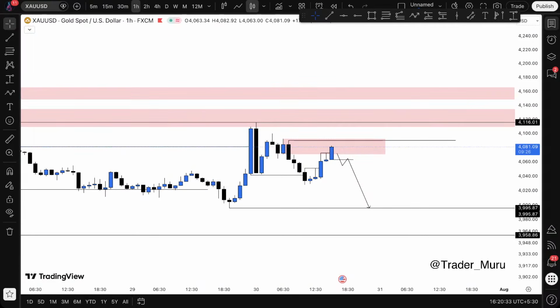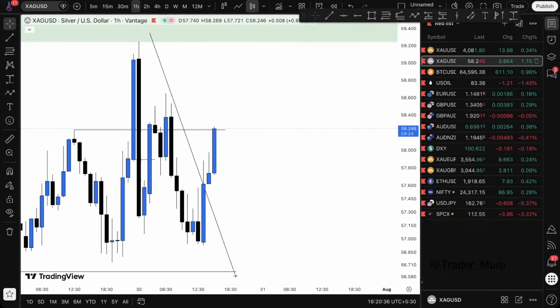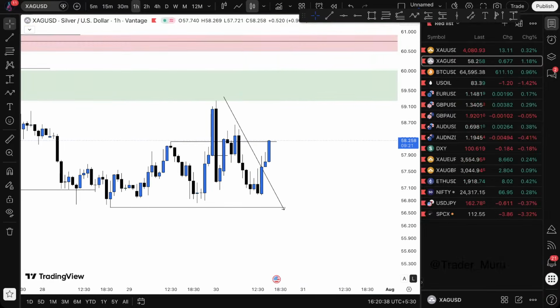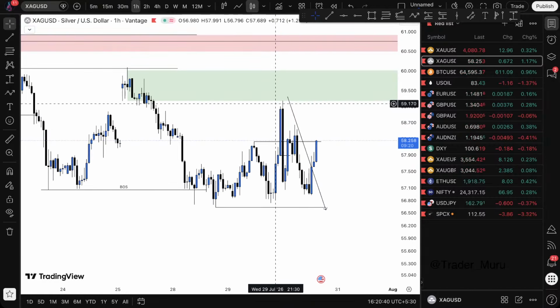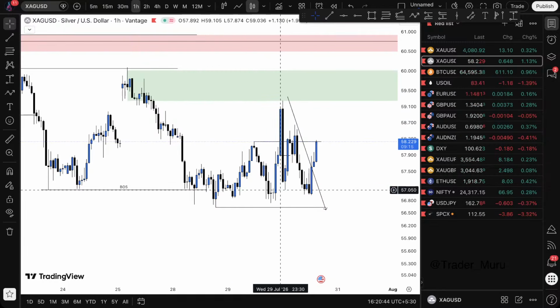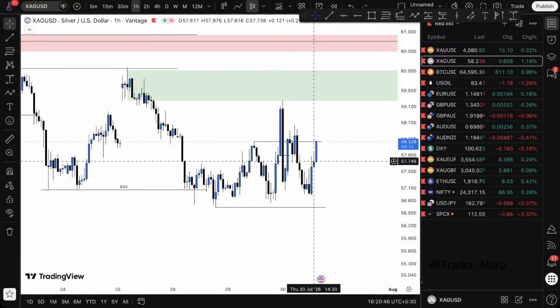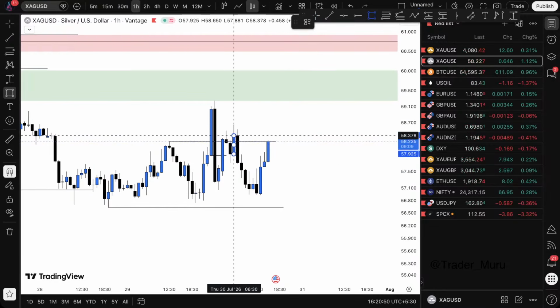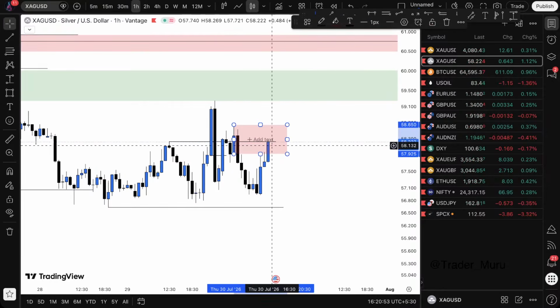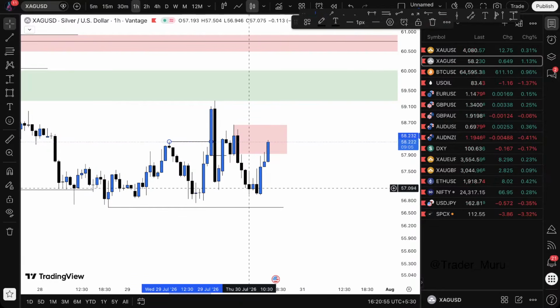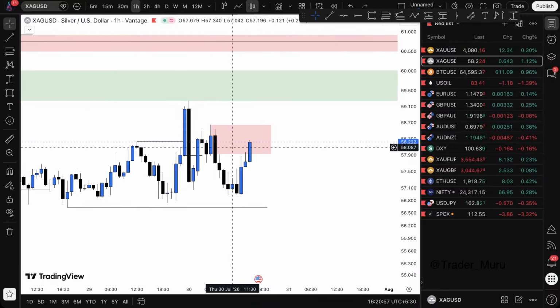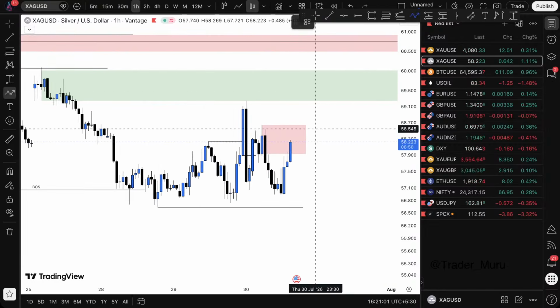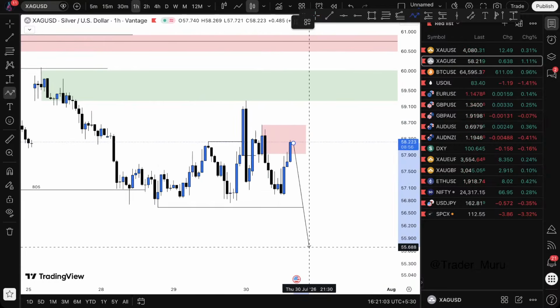Now let's see silver. Silver is still bearish from this green area. I told you that price will test here and drop. We have a drop and the same area is present as gold, a supply area. So if we don't get a breakout here, price will drop and break below this low.